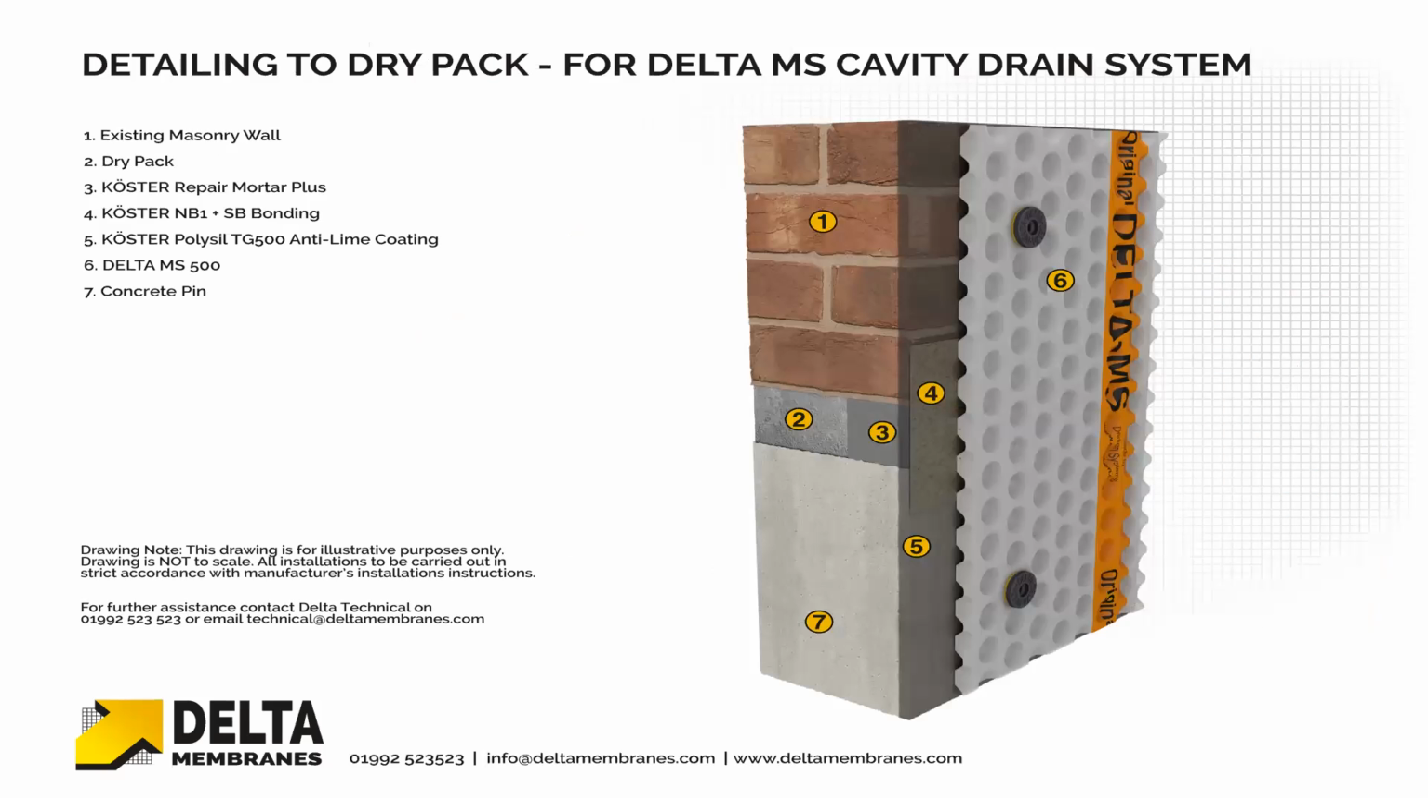That's the locking down the structure underpinning detail. So we can see the dry pack, number 2, repair mortar, number 3, crystalline slurry, Type A system, number 4, and number 6 is your cavity drainage system.